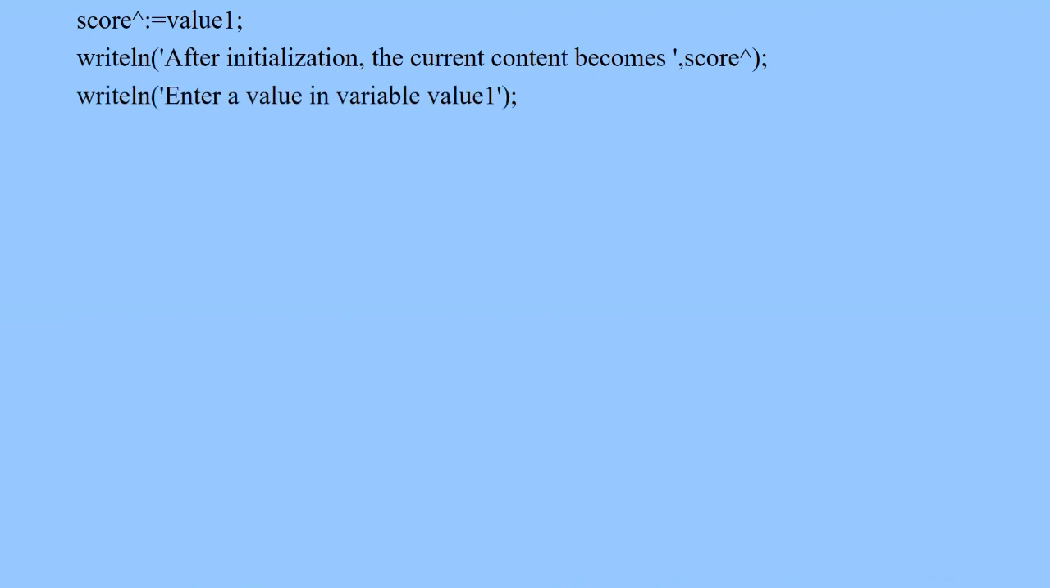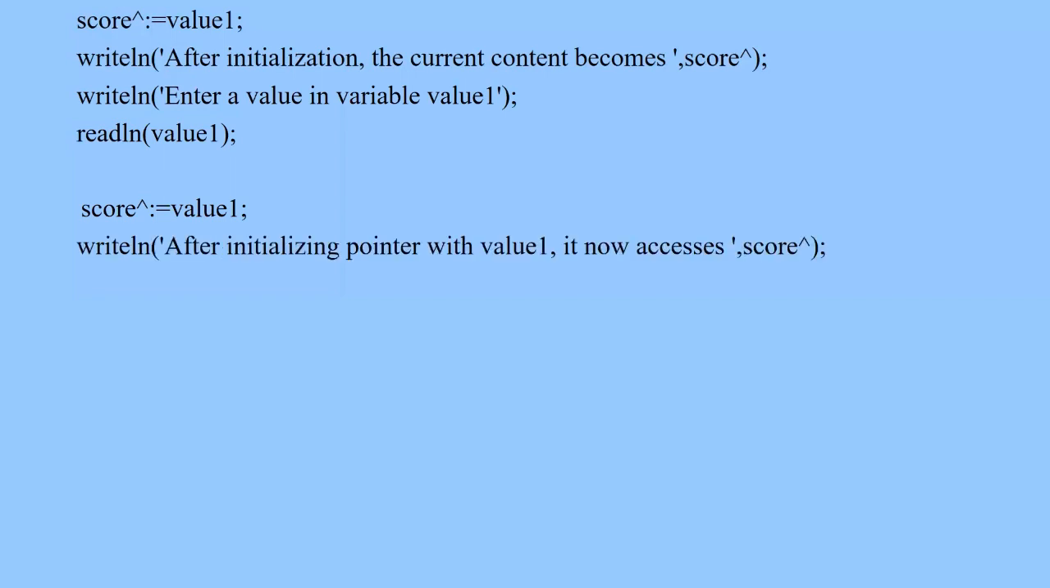Then enter a value in variable value 1. So we read a value. Now, once we read this value, it will be stored in the memory location for the value 1. So if we assign the current content of value 1 to the pointer, score pointer, it simply means that we are now referring to the content of the memory location called value 1 through the pointer, score.